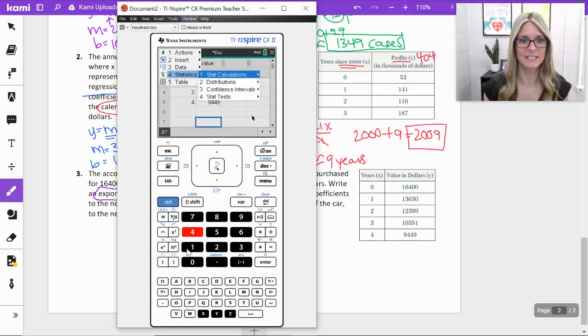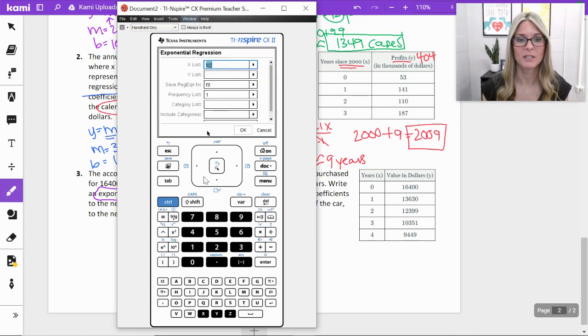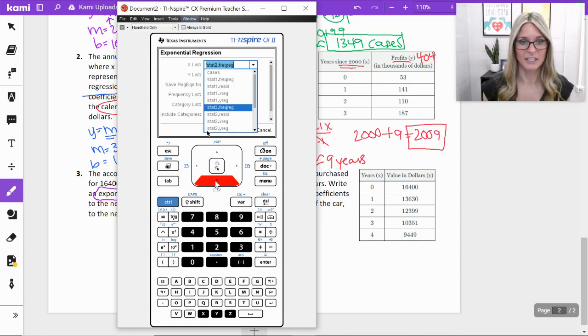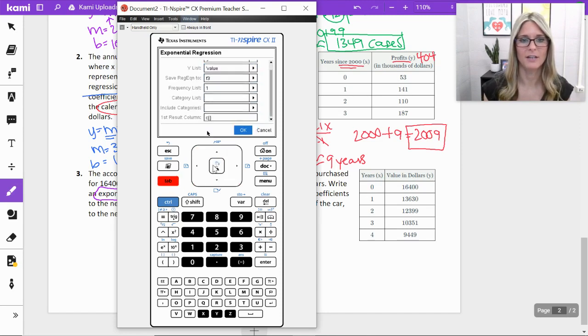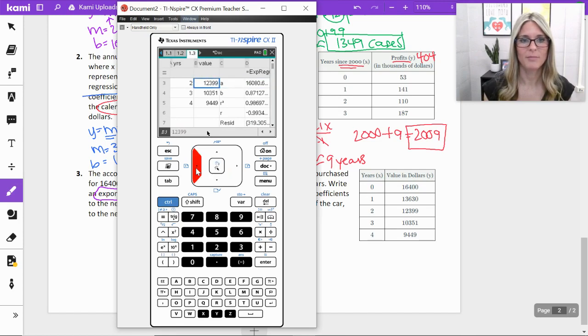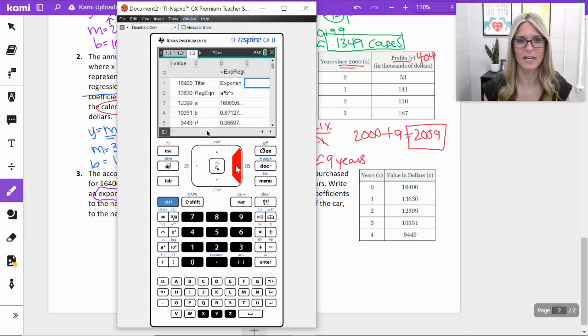Menu, statistics, stat calculations. We're doing what this time? Exponential regression. It's A, exponential regression. It said it there in the problem. We have abbreviated years, YRS for me. I've got, what did I do, value? So it's going to be down here at the very end. They're alphabetical there. Column A was all my years. B column was all the value of the car. And then the calculator produced all this data over here for me.